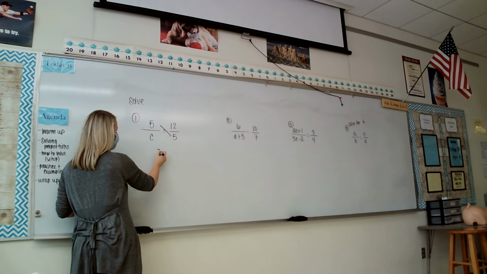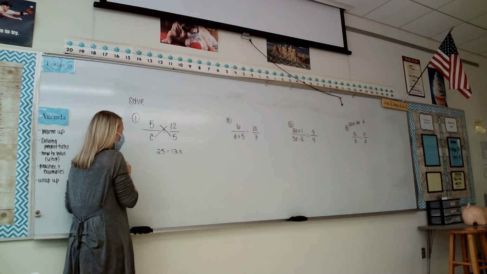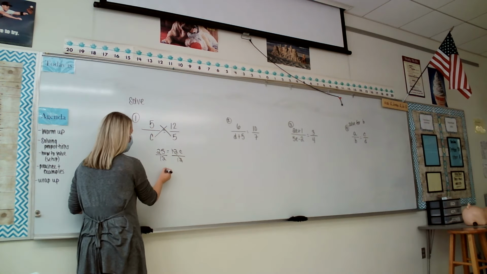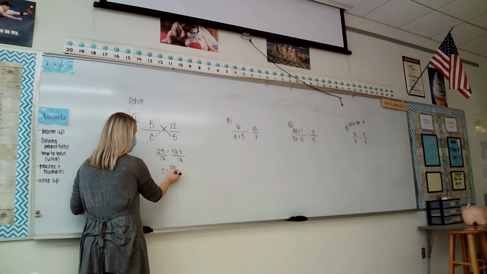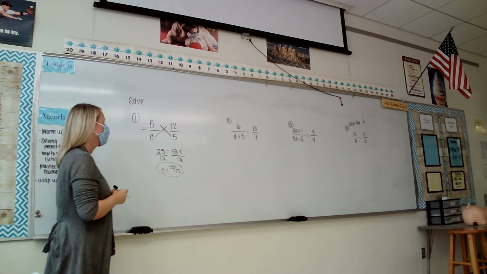So when I cross, I get 25 equals 12C. I was mixing up my variables, I was feeling sassy today. Divide both sides by 12. C is gonna be 25 twelfths. You can just leave it like that, you don't need to do anything else if you're reducing.